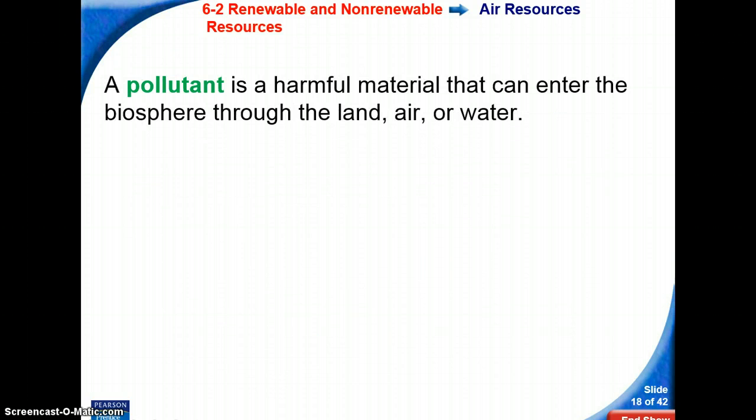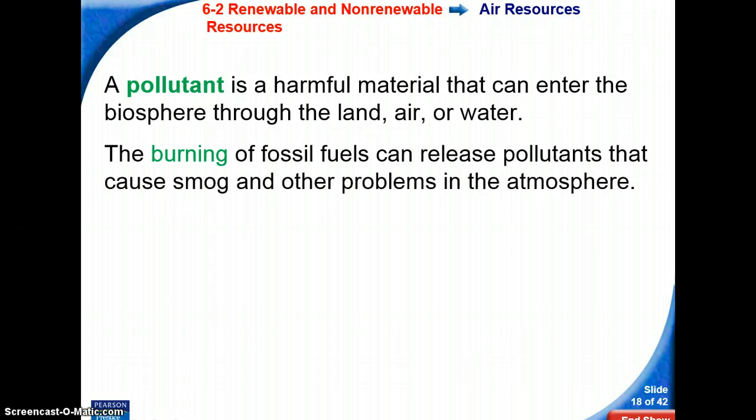Now, we talked about it being a pollutant, and a pollutant is a harmful material that can enter the biosphere either through the land, air, or water. And sometimes the burning of those fossil fuels that we talked about can release pollutants that cause smog and other problems in the atmosphere.